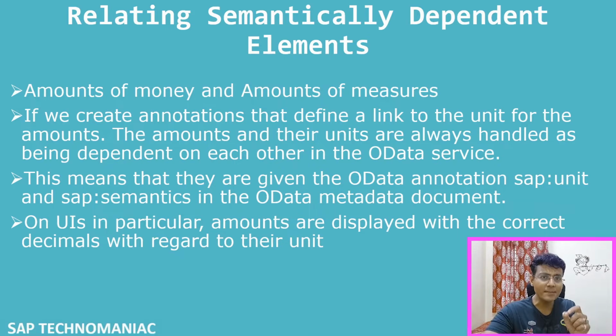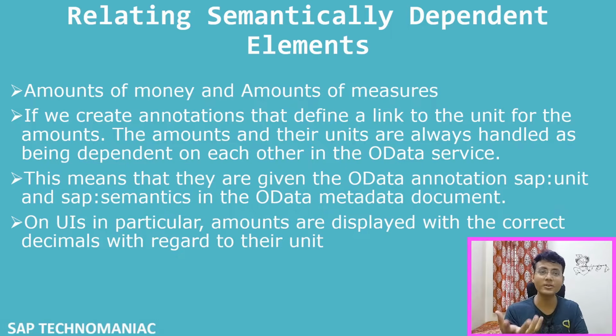We have to establish the relationship between the semantically dependent elements. What is the advantage of doing that? First, we have to understand what a semantically dependent element is. For example, we have the amount. For that amount, obviously there should be some currency.